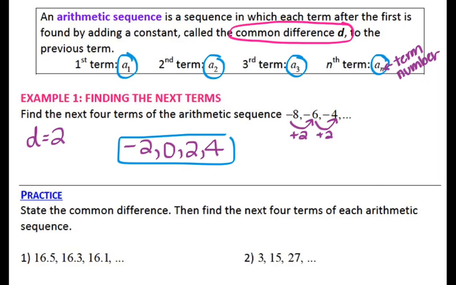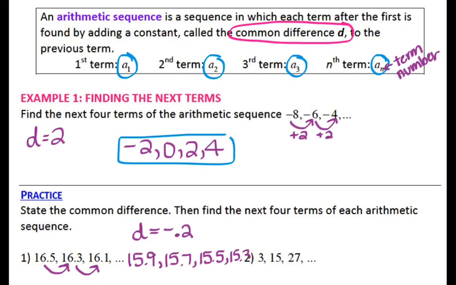For the practice problems, you're doing the same thing. So you need to start by figuring out what your common difference is. So to get from 16.5 to 16.3 to 16.1, what's happening is it's going down, so you are subtracting. So your common difference is negative, and you're subtracting 0.2 every time. So if we were to continue the sequence, our next term would be 15.9, 15.7, 15.5, and then finally 15.3 for the 4th term.